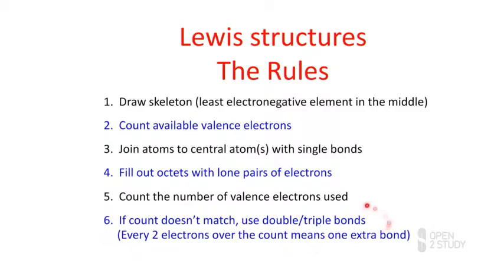What I love about this system though is that even when you're wrong, you're still right. If we add that all up and that count fails, if we don't match, it tells us that we need to fix it, but it also gives us feedback on how to fix it. For every 2 electrons we are over that limit, over that count we had, we need to add an extra bond. So that 6th and final step is if our count doesn't add up, we add extra bonds. If we're 2 over the limit, add 1 double bond. If we're 4 over the limit, we can add 2 double bonds or a triple bond. Every 2 we are over, 1 extra bond.